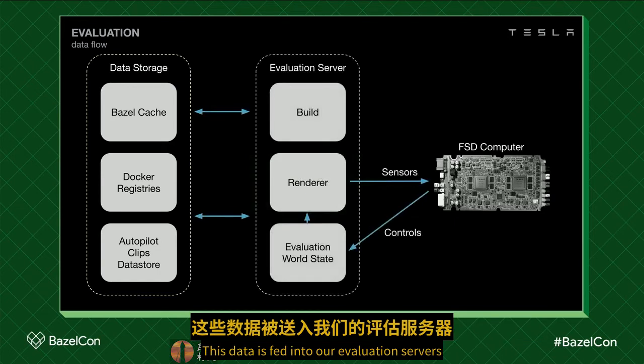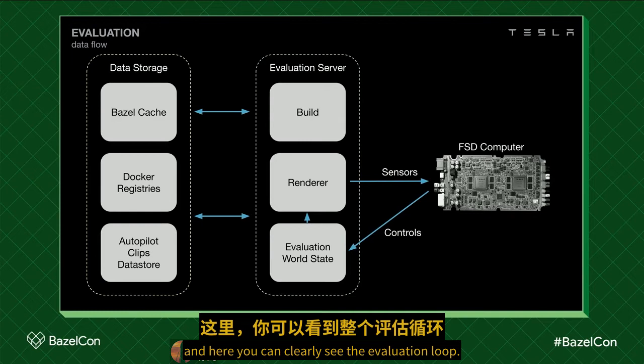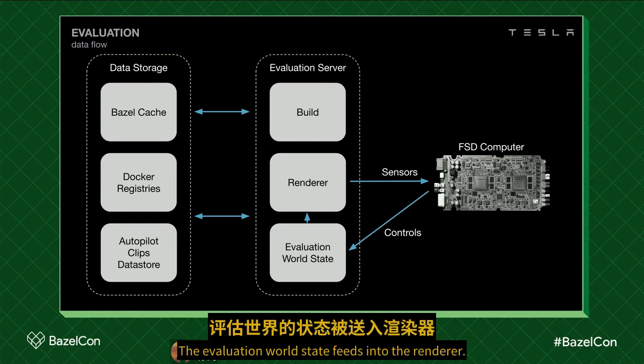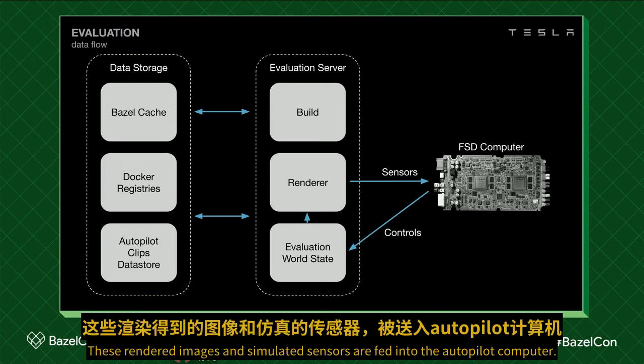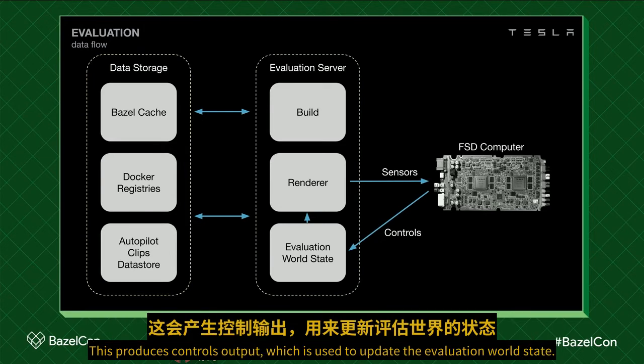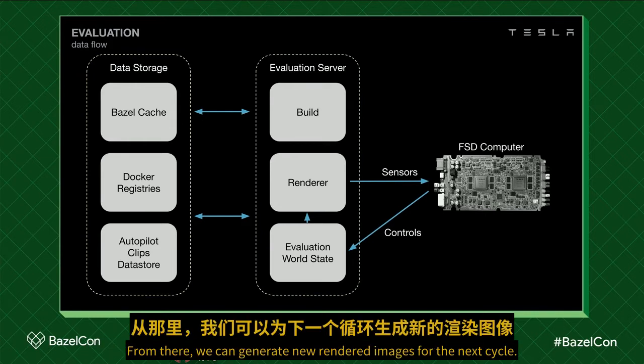This data is fed into our evaluation servers, and here you can clearly see the evaluation loop. The evaluation world state feeds into the renderer. These rendered images and simulated sensors are fed into the Autopilot computer. This produces controls output, which is used to update the evaluation world state. From there, we can generate new rendered images for the next cycle.